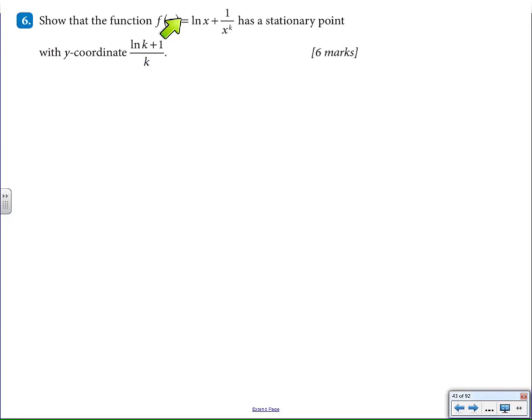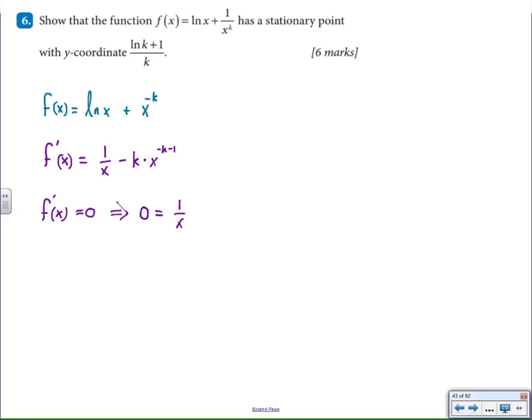So a lot of times you see the term "show that" in IB. Essentially, they're giving you the answer. You just have to prove how that answer is gotten to. Just like any problem where you're asked to find stationary points, you need to find the derivative, and you need to set the derivative equal to 0, because that's, again, where the function is stationary.